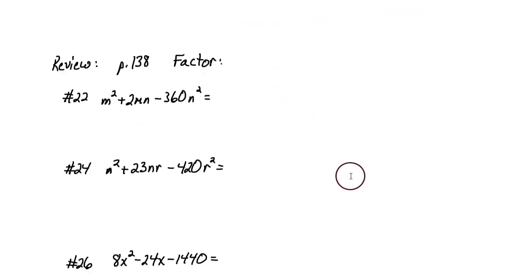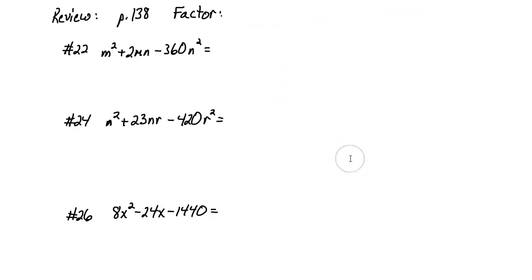For the review, we're going back to page 138 where we are practicing all of our factoring patterns. So number 22, look for a greatest common factor, but there isn't one. Look to see if it's a special pattern. It's not a perfect square trinomial. So let's try factoring using FOIL.